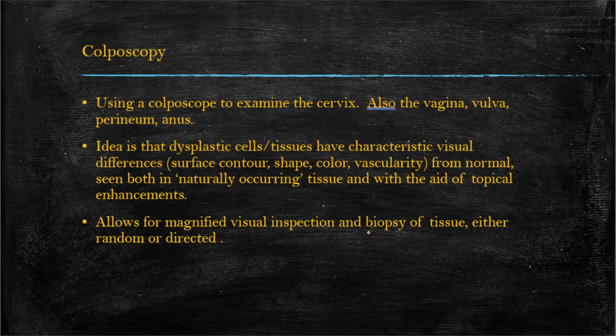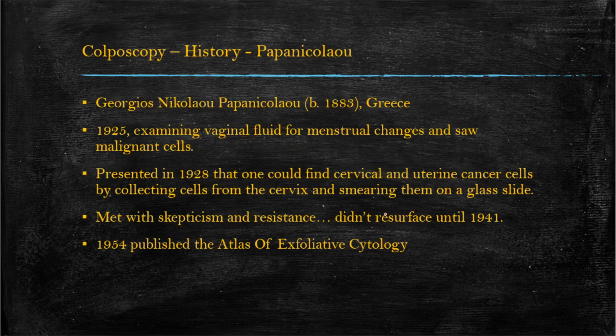And we also can do directed biopsies. So as opposed to a Pap, which is getting a random sample of cells from the surface and endocervical canal, with colposcopy we do directed biopsies after visualization, looking for areas of abnormality and picking specific spots to biopsy. You can also do random biopsies, but the literature on that is a little controversial.